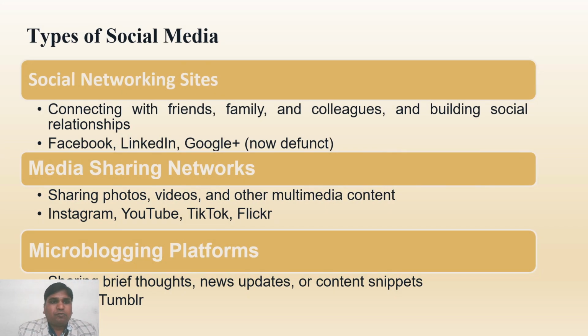Now we will discuss the types of social media. First of all, social networking sites. Social networking sites are those connecting with friends, family, and colleagues and building social relationships. For example, you can see Facebook, LinkedIn, Google Plus, although now Google Plus is defunct.